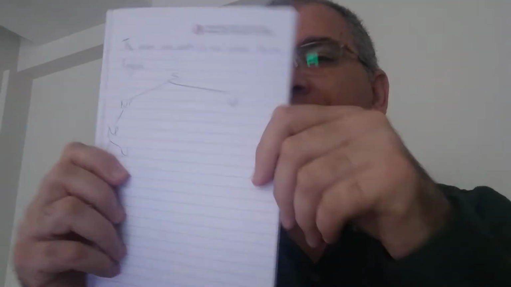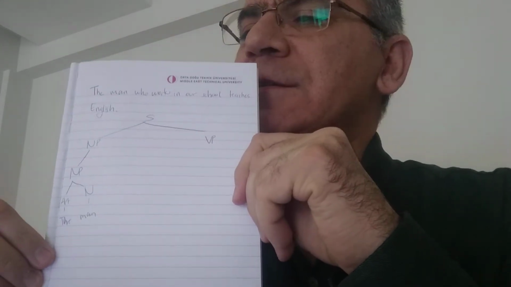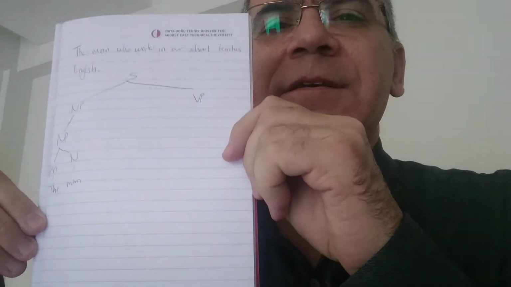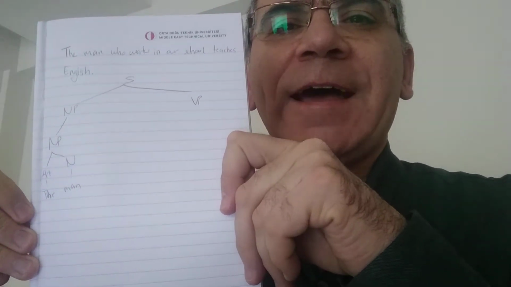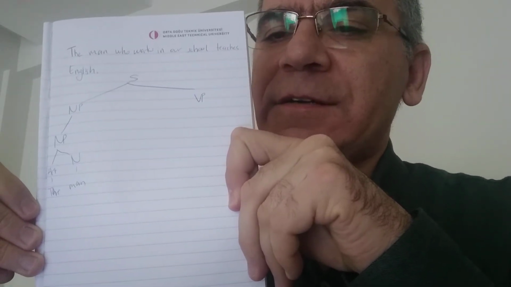We have to divide the noun phrase part into two. First, the noun phrase. The man. So the man is article and noun, the man. Let me show you. Okay, noun phrase, we have to divide it into two. The first division, the first arrow shows the noun phrase, article and noun.